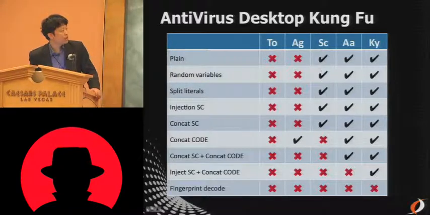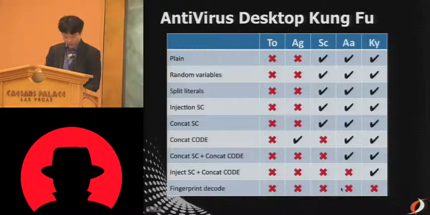While for this vendor, all of our manipulation against the shellcode didn't bypass them, but once we started to concatenate, to obfuscate the other parts of the JavaScript, we actually got a bypass. And for this one, this vendor was very, very good. It went on to the last 2, which is injection against shellcode, concatenating the shellcode, and also fingerprint. So let's do a demo.